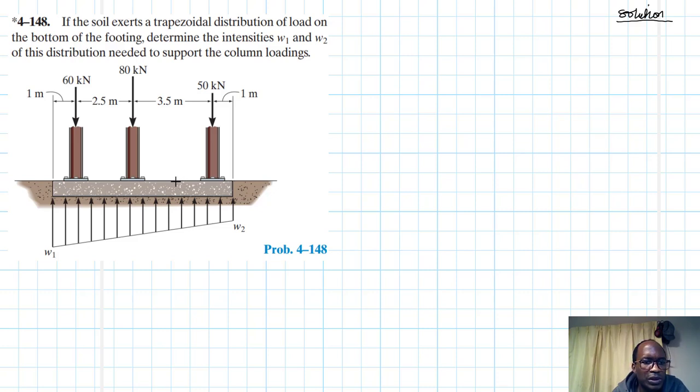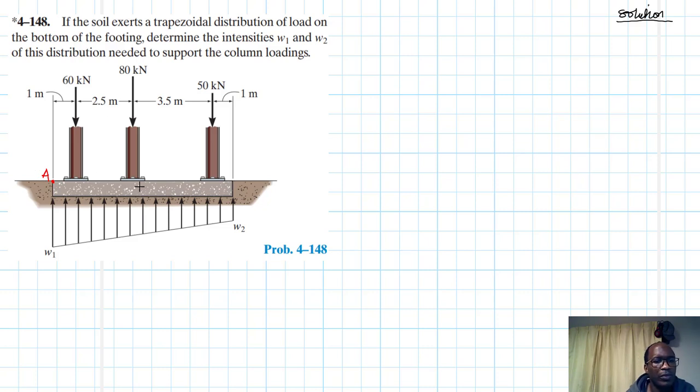Since we have two unknowns, W1 and W2, we need a minimum of two equations. And since we want this reaction force from the soil to equilibrate with the forces on the columns, we are going to use the equilibrium equations: the summation of forces in the vertical direction as well as the summation of moments about any point. We can choose any point. So let's say I choose this point as my point A.